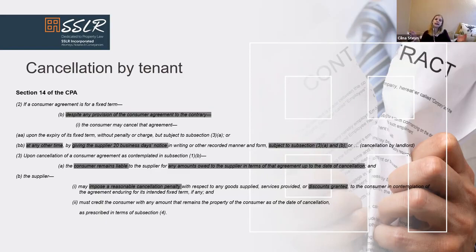Important. The cancellation notice is given at the time the tenant gives the notice. The tenant sends an email, "Hi agent, I am cancelling the agreement. I will be out on, let's say, the 31st of October." The cancellation is not effective on the moment where the tenant sends that letter. The cancellation is only effective on the last day.